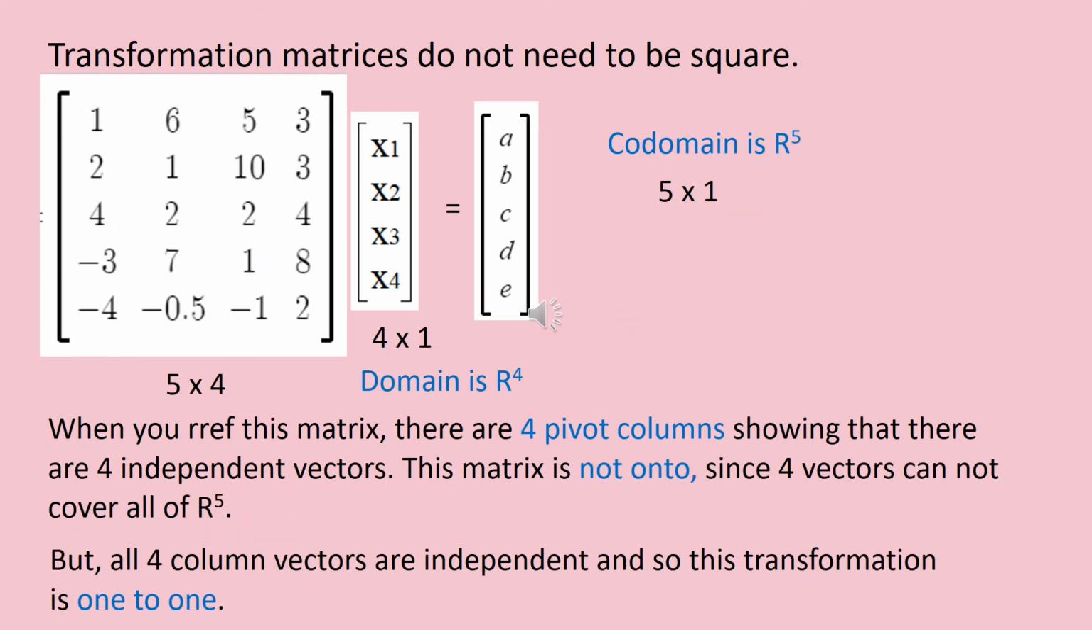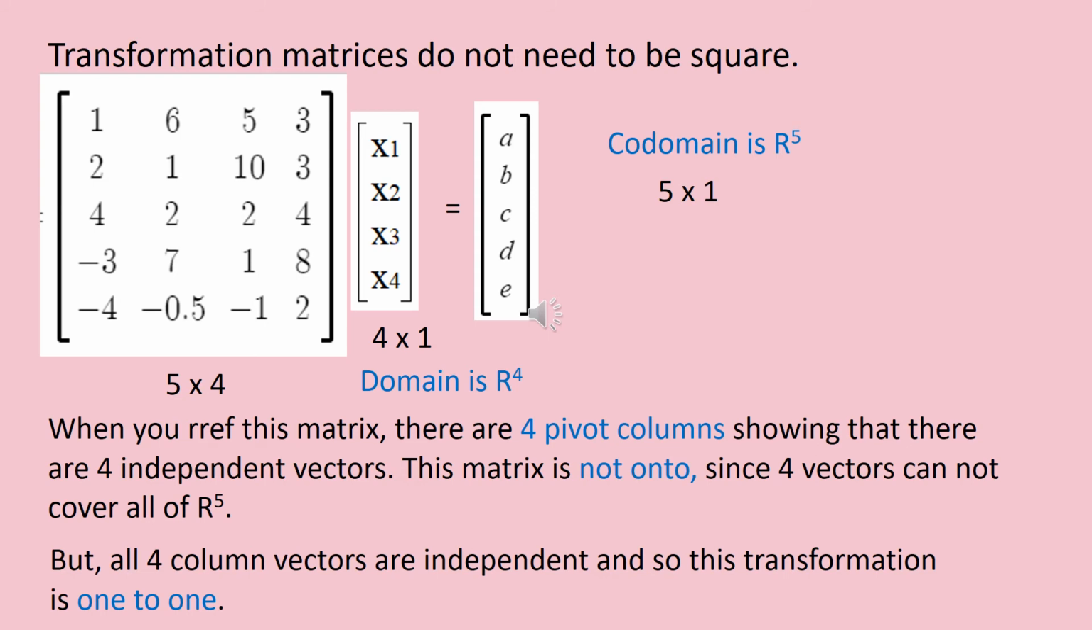Another example of a non-square linear transformation: I have A as a 5 by 4 matrix. I will plug in vectors in R4 so that 5 by 4 can multiply 4 by 1. I get out 5 by 1 vectors. So my domain, what I'm plugging in, is R4, the 4th dimension. My codomain, what I'm getting out, is R5, the 5th dimension.